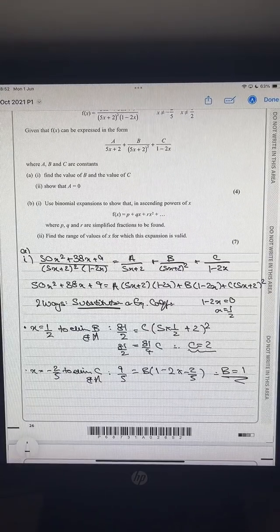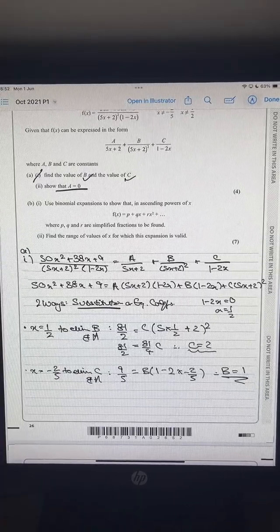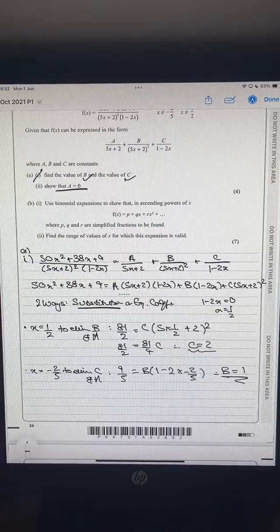Okay, so that is part 1 done. I found b and I found c. So for part 2, I just need to show that a is equal to 0. They give me the answer, I just need to show it somehow.